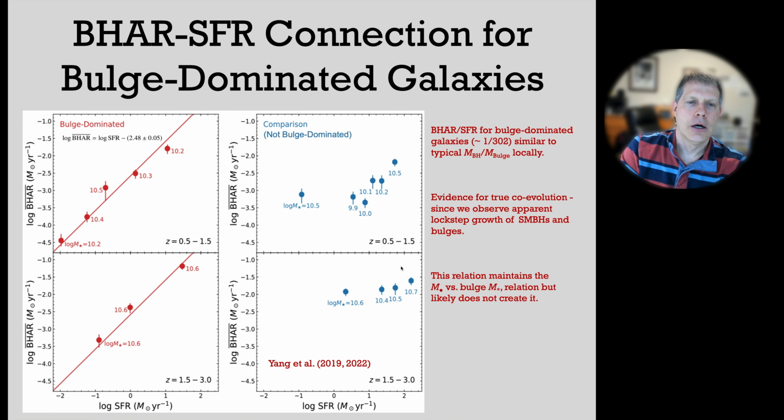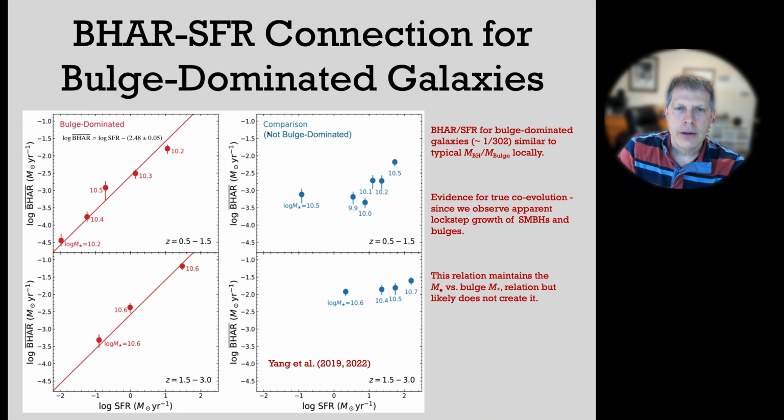And so Yang et al. have looked at the correlations for bulge-dominated galaxies. So we deal with galaxies where essentially the galaxy is dominated by the bulge, so other stellar components hopefully don't cause much of a problem. And you plot black hole accretion rate measured from the X-ray data versus star formation rate for the bulge, because the bulge dominates the system, and you find there are quite clear correlations at redshifts of 0.5 to 1.5 and 1.5 to 3 between black hole accretion rate and star formation rate.